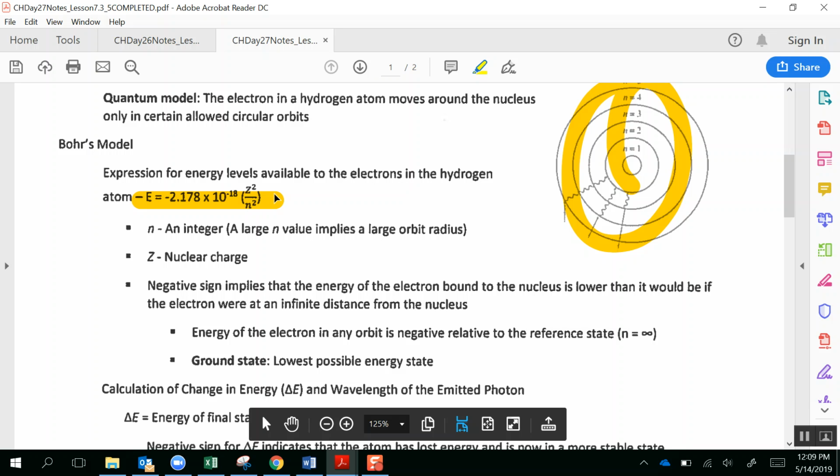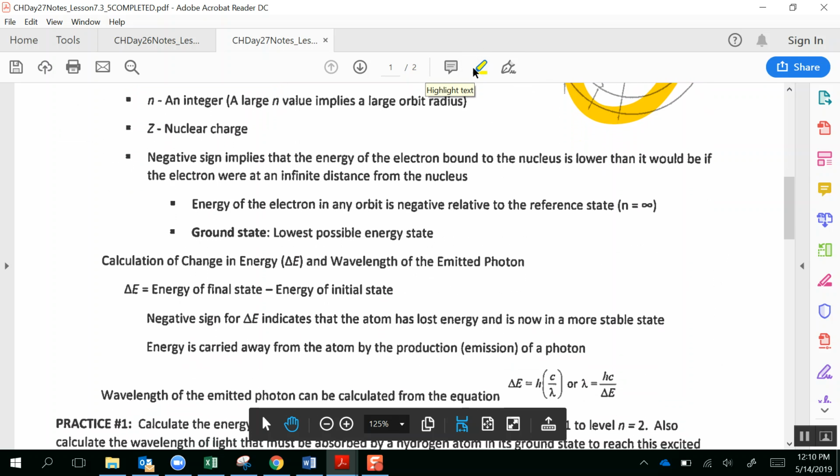n is an integer. n represents how far away from the nucleus the electron is. A negative sign implies the energy bound to the nucleus is lower than it would be if the electron were an infinite distance away. Electrons have a tendency to try to stay in what we call their ground state, the lowest possible energy state. If energy is given off, the electron is moving towards the ground state. If energy is applied, the electron is being moved away from the ground state.